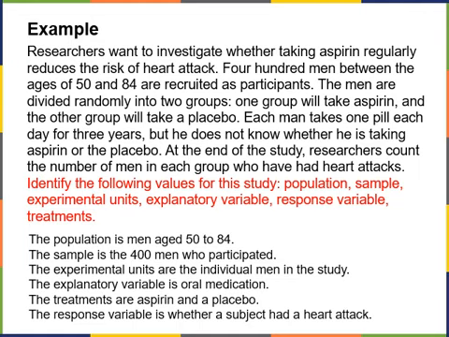Easier to do. Still, it's not a large study, but still a decent sized study with 400 people. The experimental units, those are the guys in the study. The explanatory variable is the oral medication. The treatments, remember there were two treatments. You had half of the guys getting aspirin and the other half were getting sugar pill or placebo.